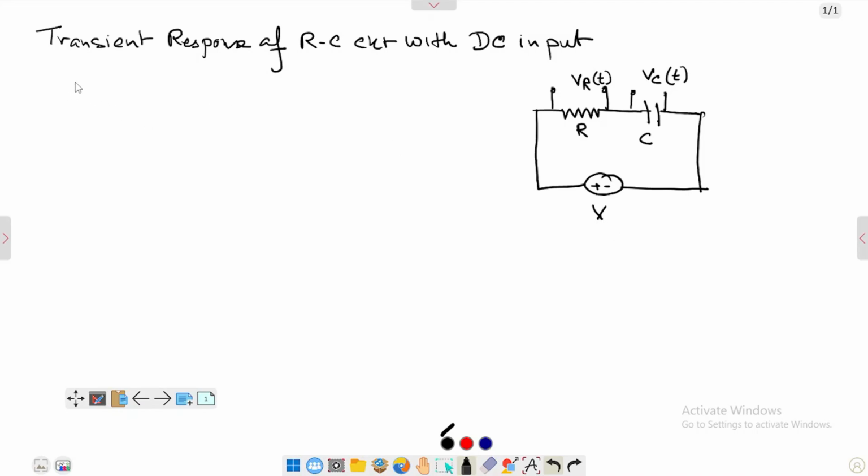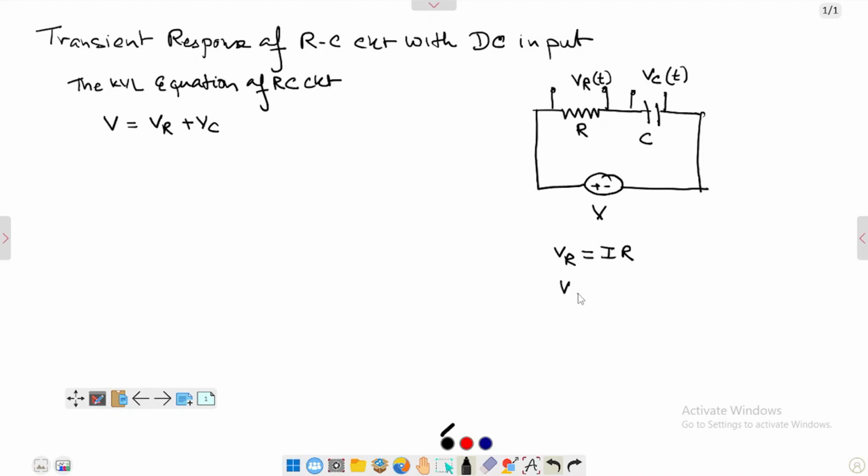What I will do, I will say, okay, the KVL equation of RC circuit as shown in the figure: I will apply V, I will get a VR and I will get a VC. So this is your KVL equation. So what is my VR equation? Actually, VR equal to I into R.